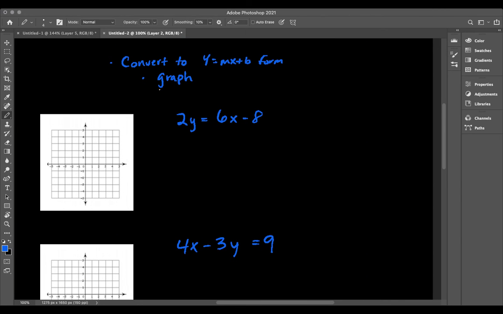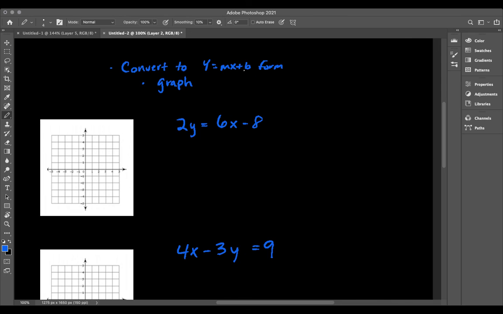Now we have to convert to y equals mx plus b form, or slope-intercept form, and then graph it. So let's look at this situation here. We have 2y equals 6x minus 8. The form has to be y equals mx plus b, so we have to have y by itself. So what do we do to get y by itself?